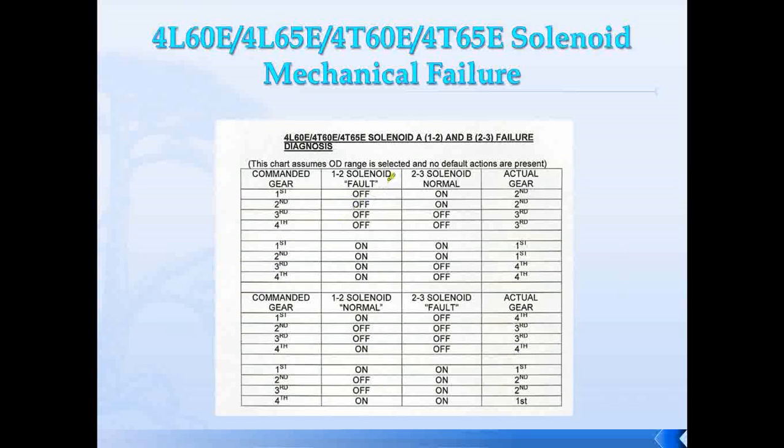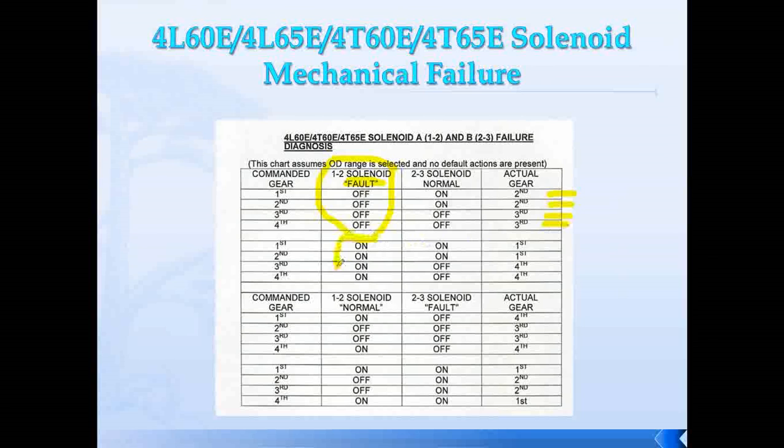So this chart is designed to show you what happens on an L60 or T60 transmission if the 1-2 solenoid had a fault and stuck in the off position. What you're going to find is this transmission is going to start out in second gear. When it's supposed to shift to second gear, it's going to remain in second. It's going to make its transition to third, but when it's supposed to go to fourth, your ratio would indicate you're still in third gear.